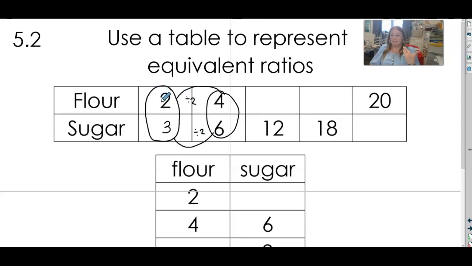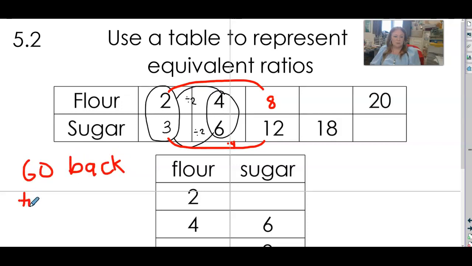Once I have that basic ratio, I'm going to use my basic ratio to do everything else. How do I get from 3 to 12? 3, 6, 9, 12. I times by 4. So that means I'm going to do 2 times 4 to get here. 2, 4, 6, 8. Okay, I'm coming back to my basic ratio every time. Go back to the basic ratio. I want you to make sure you write that down. Go back to the basic ratio.